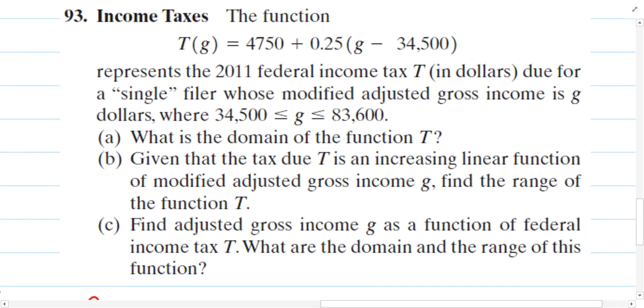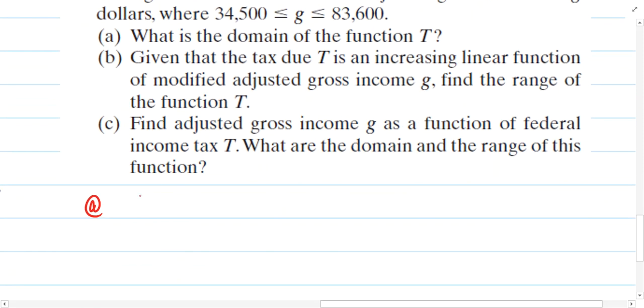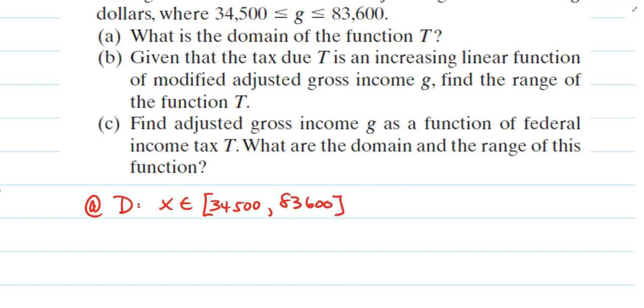Well, as it turns out, any number can be used in this particular equation. There's no input that would produce a non-real result. However, in this scenario, the domain is going to be all x values that are an element of the set of numbers between $34,500 and $83,600. So if your income was below $34,500 or above $83,600, you would have to find a different function to use to calculate your taxes.